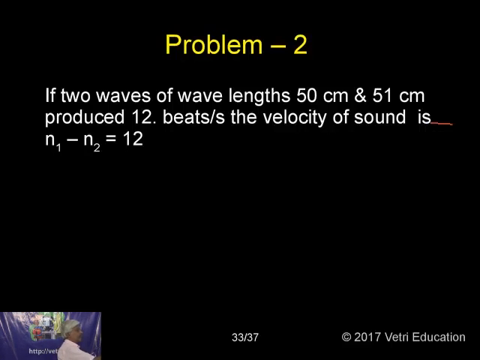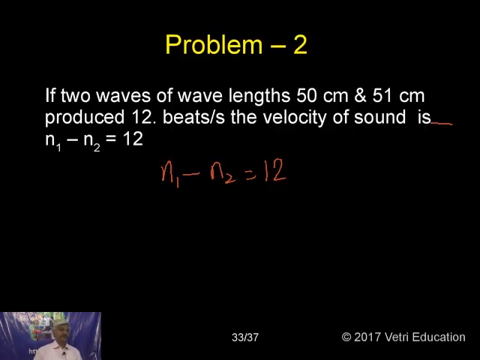So here, the first step, I already told in the previous class, is what is called a beat. Beat is nothing but a change in frequency, or the number of beats produced per second, which can be calculated by the difference of frequencies. Here the value 12 is given. Therefore n1 minus n2 is equal to 12. So the first step: n1 minus n2 is equal to 12.